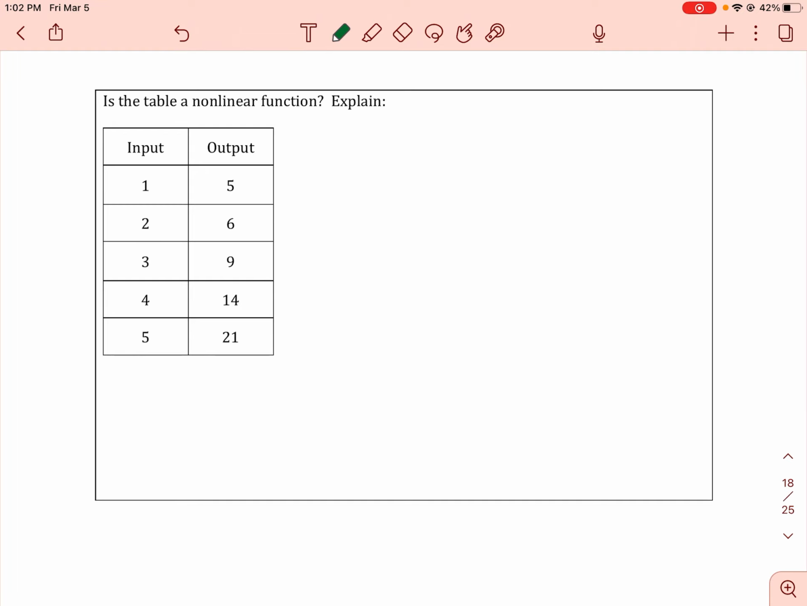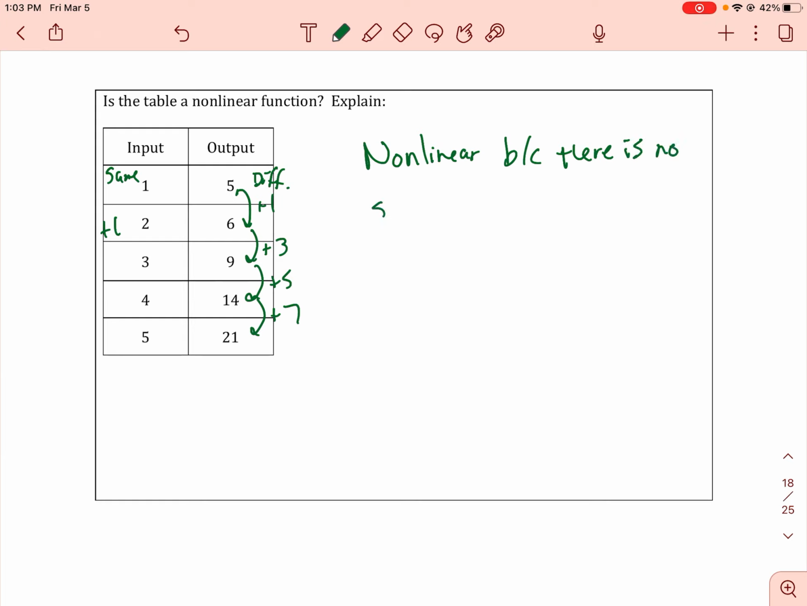Is this table a nonlinear function? Let's see. Plus 1, plus 3, plus 5, plus 7. These are all plus 1. This is all the same. This is different. This is nonlinear because there is no slope, or it is not increasing at a constant rate.